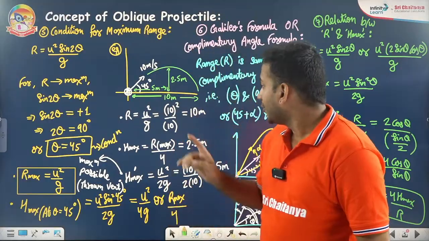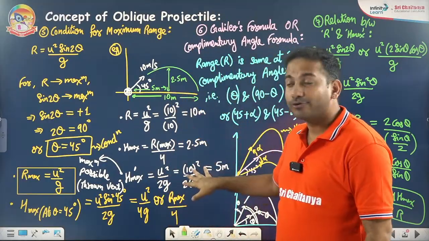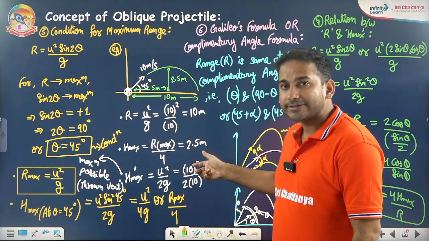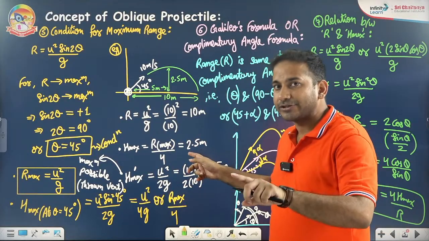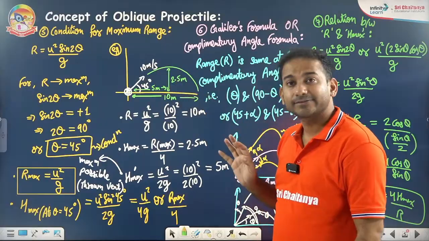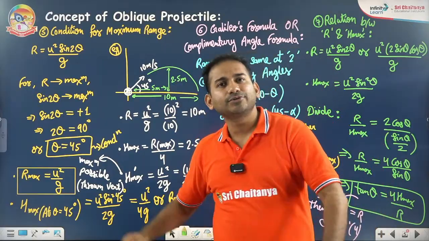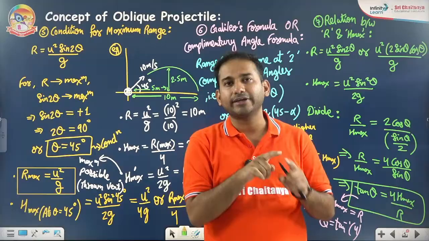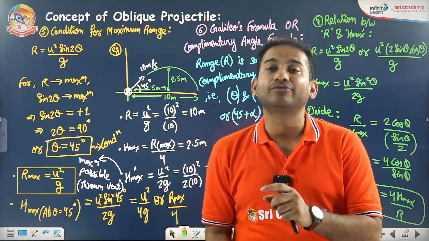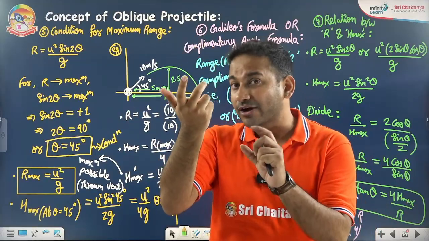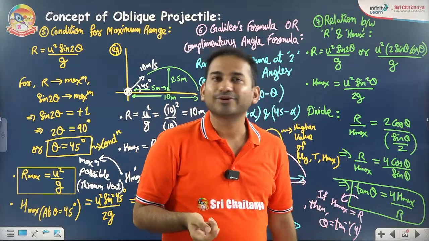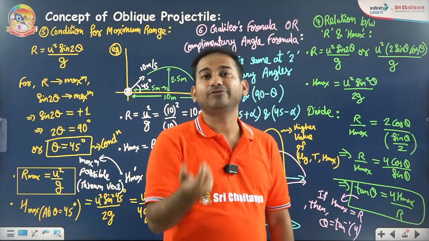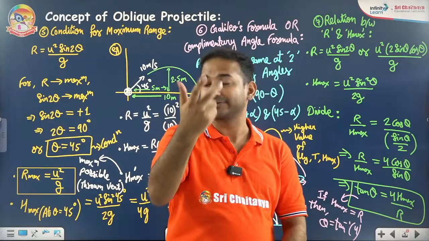I repeat, when I said that this is R max by 4, 2.5 meters here, that is the situation when it is thrown at 45 degrees. But if the examiner is asking you that your horizontal capacity of throwing is 10 meters, then what will be your vertical capacity of throwing? If the language is this, then you are not supposed to still throw it at 45, you are supposed to throw it vertically, like this.